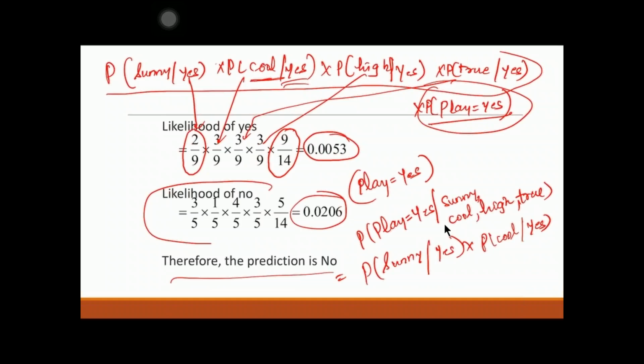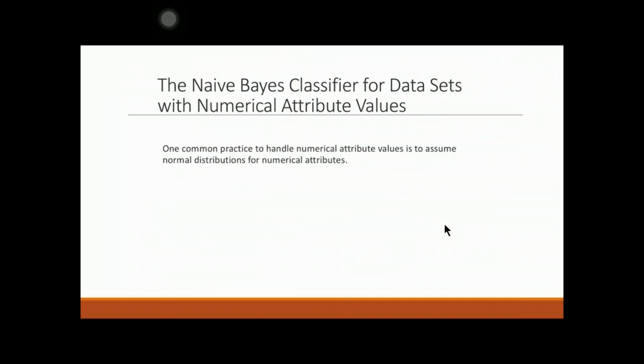So this naive Bayes is mainly for binary classification. I mean, yes or no. Multi-class also can be. Okay, so now we have seen how we can predict a binary class given the features are categorical.